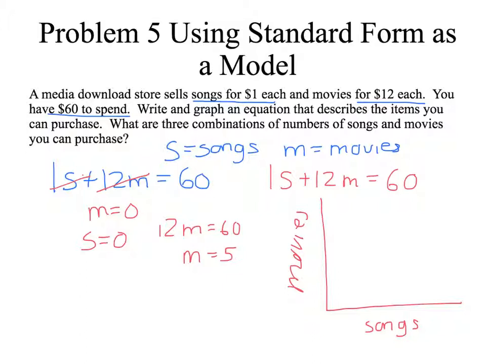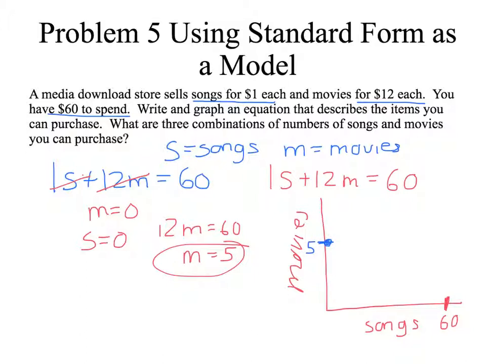So if we have 1s plus 12m equals 60, if we make movies equal to 0, which we did over here, you can get 60 songs. So the x-intercept is going to be 60. If we're just getting songs, 0 movies, we have 1s equals 60, we can get 60 songs. If we're just getting movies, we can get 5 movies. So if I come up here to 5, I can get 5 movies.